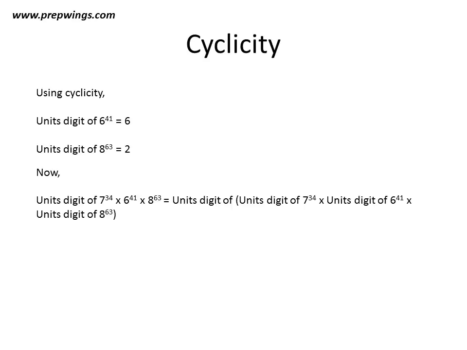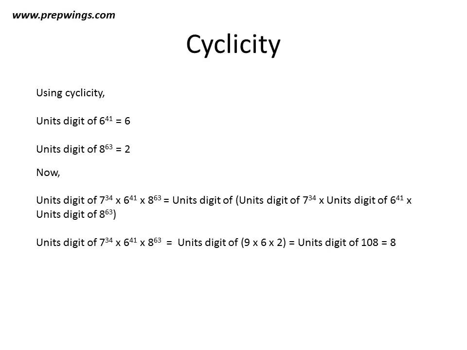Now to find the units digit of 7 raised to power 34 into 6 raised to power 41 into 8 raised to power 63, we multiply the units digits that we found before. The units digit of 7 raised to power 34 is 9, the units digit of 6 raised to power 41 is 6, and the units digit of 8 raised to power 63 is 2. So we multiply 9, 6 and 2, and we get the result as 108. Thus the units digit of 108 is 8. So our answer is 8.